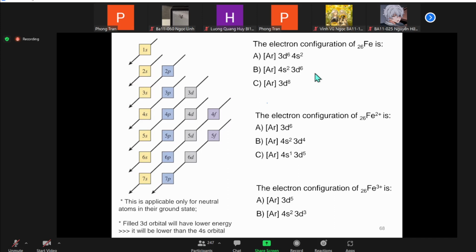I think it's B. Okay. Correct. So you apply the diagram you have here. The electron configuration of iron 2 plus is which one? A, B, or C? Now you remove the electron. I think it's C. C? Why C?